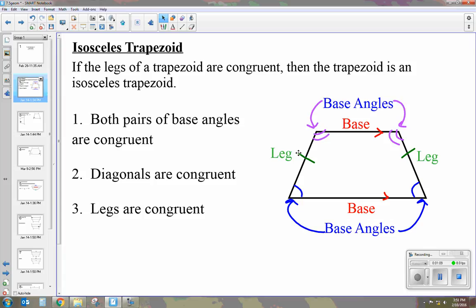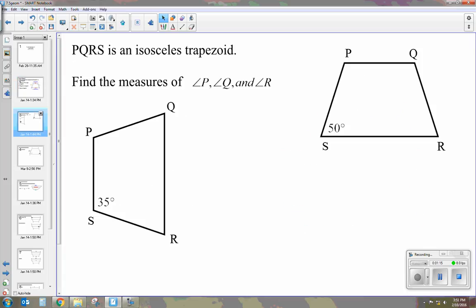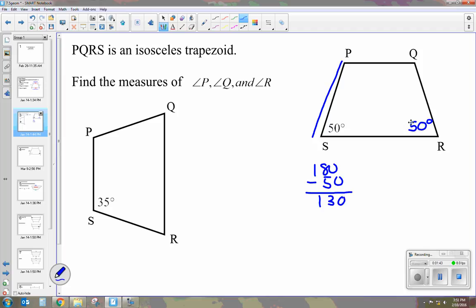So we're going to use these different pieces to solve for some missing sides, angles, and variables in these trapezoids. It says PQRS is an isosceles trapezoid. Find the measures of Q, P, and R. Well, if we look at this, S is 50 degrees, so that means its matching base angle is also 50 degrees. Now, if we want to find P and Q, these angles right here are consecutive, or supplementary. So we can say 180 minus 50, and we get 130. So this is 130, and its corresponding base angle is 130.